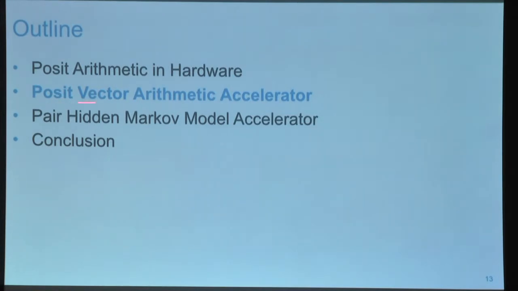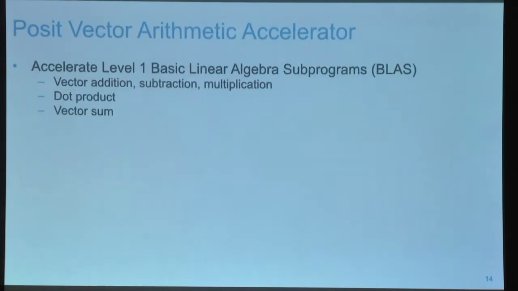Let's move on to the accelerators that we did. The first one is a relatively simple one. This is for Posit vector arithmetic. We did BLAS level 1, so basically Basic Linear Algebra Subprograms level 1. That's vector addition, subtraction, and multiplication, element-wise.